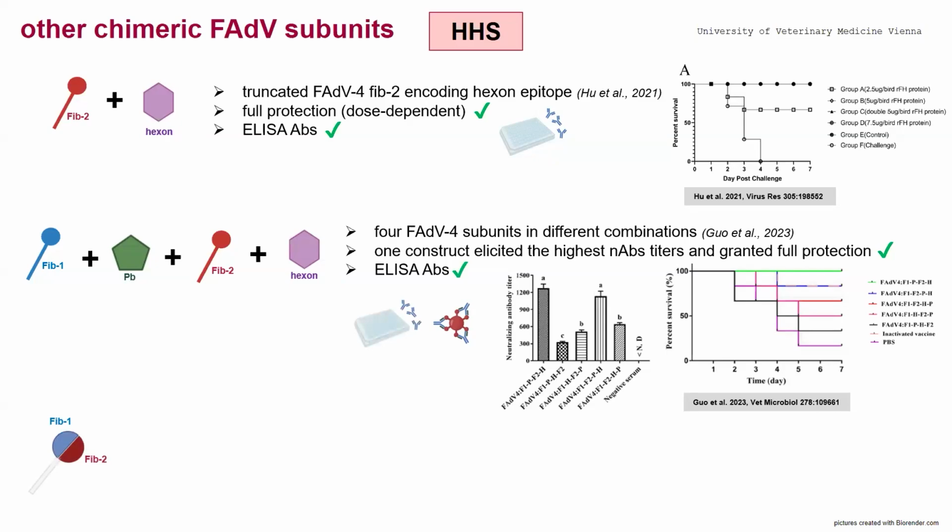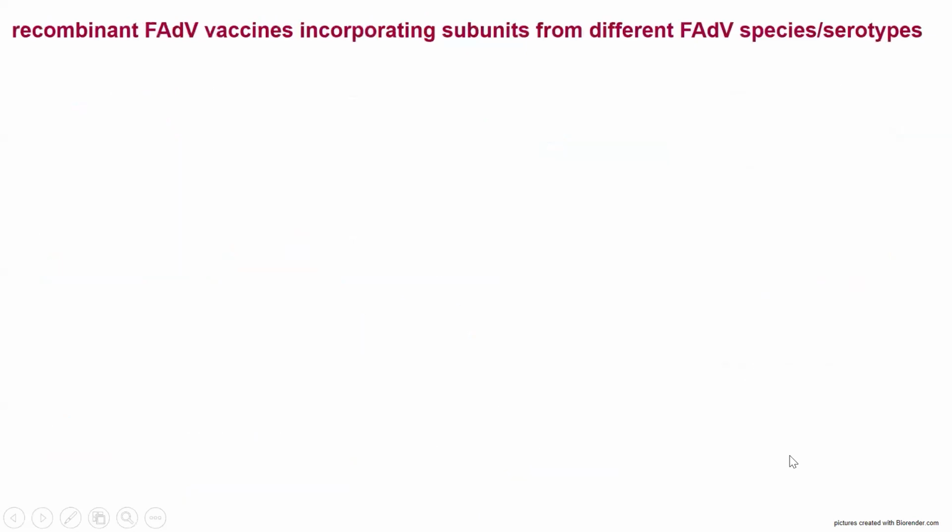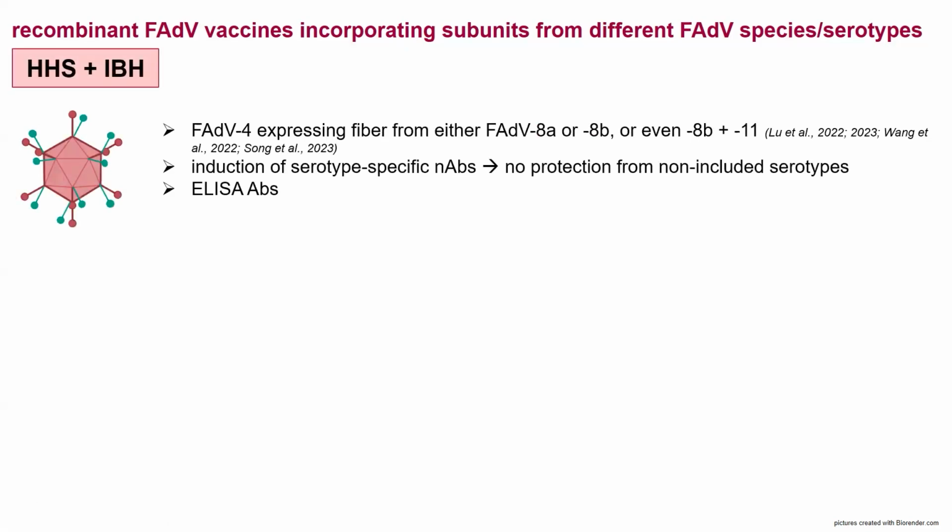The NOB alone in some cases has also been protective, and in 2024, Liu et al. demonstrated that a fusion NOB of FAdV4 between fiber 1 and fiber 2 also granted full protection and also had development of neutralizing antibodies. More recently, there has been much more focus on recombinant vaccines, and these are recombinant FAdV4 vaccines incorporating subunits from different FAdV species. So this is also an attempt to tackle protection against HHS and IBH at the same time.